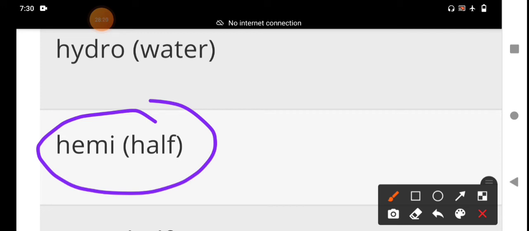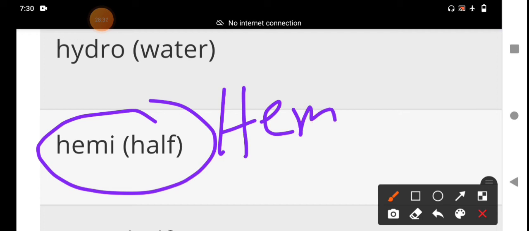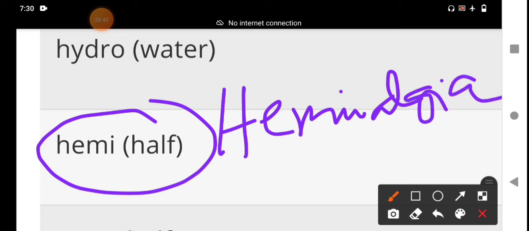Hemialgia. It is a medical terminology. What is the meaning of hemialgia? It is a medical term. Hemialgia means pain on one side of the head. That is the meaning of hemialgia.